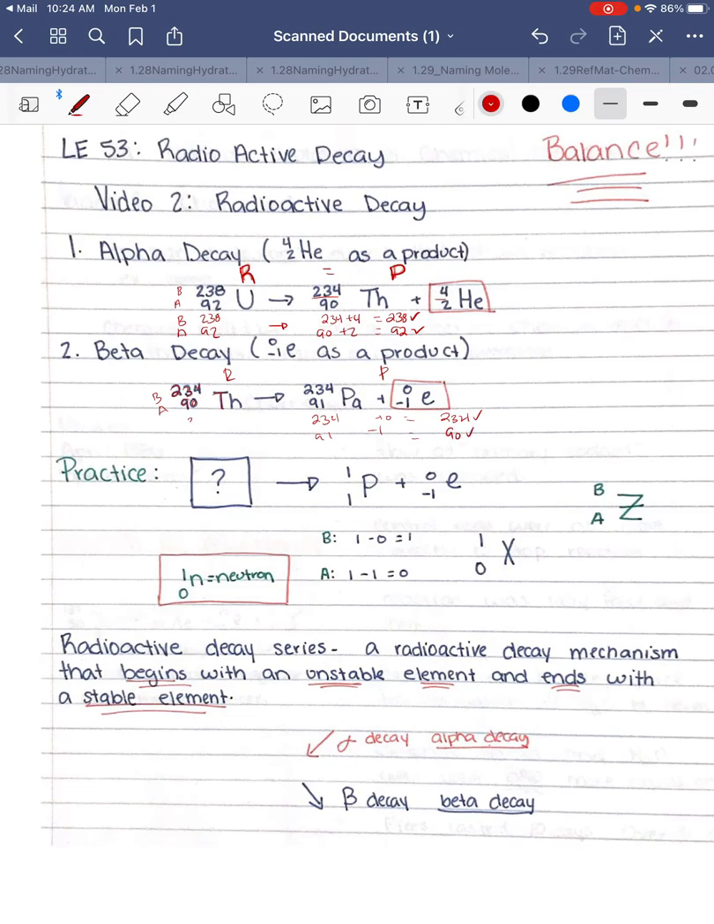So now it also equals what I originally started with, 234 and 90. So again, the name of the game is making sure that both sides are balanced. Now let's look at our practice question.